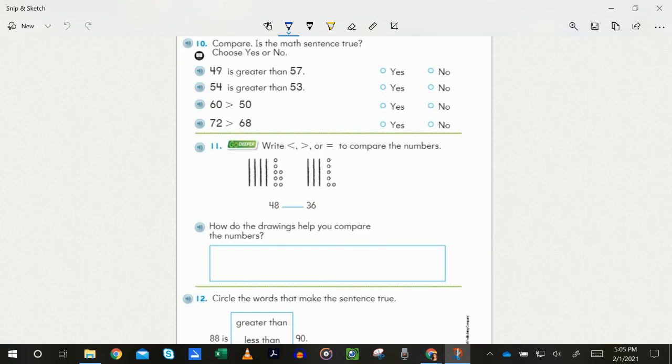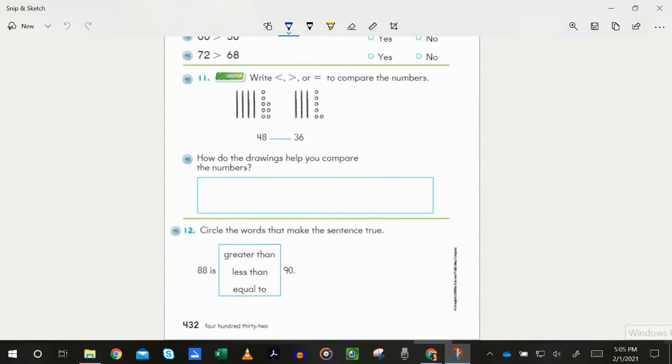Okay, number 11. We're going to write in the crocodile mouth here on this empty line. Which crocodile mouth goes between these numbers? We have 48 and 36. And then how does the drawing help you compare numbers? Just write a few words to tell me how the drawings help you. Pause if you need more time.